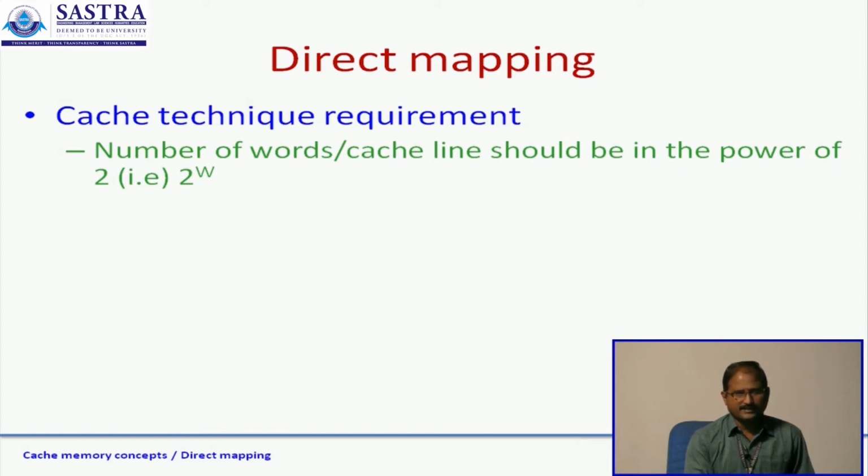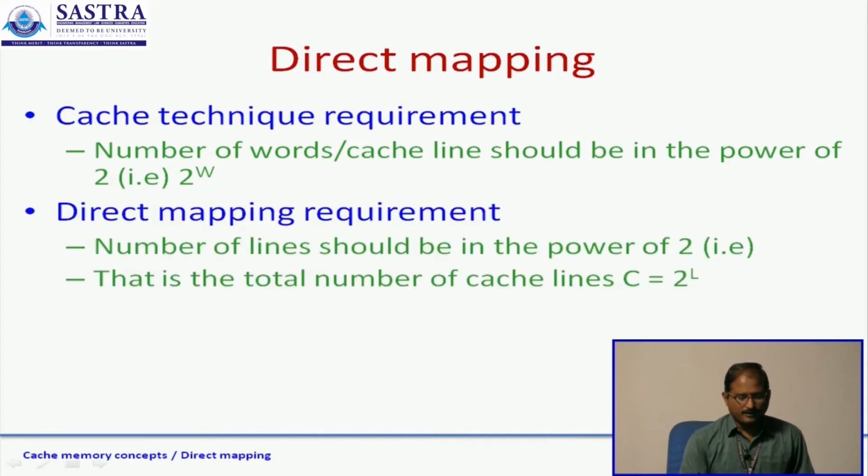Number of words per cache line. In a cache line, we have some addressable words, and the number of words should be in the power of 2. That is, the number of words should be 2 power some number W. The direct mapping requirement is this one: the number of lines also should be in the power of 2. That is, the total number of cache lines C equals 2 power some number L.